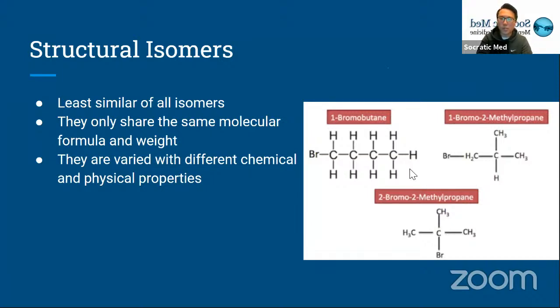As you can see on the right side, these 3 molecules all have the same chemical formula and molecular weight because they're made up of the same elements and the same amount of each element. But because of their connectivity, they all look pretty different, and that leads to them having different chemical properties as well. So these are structural isomers. They're the least similar of all isomers.